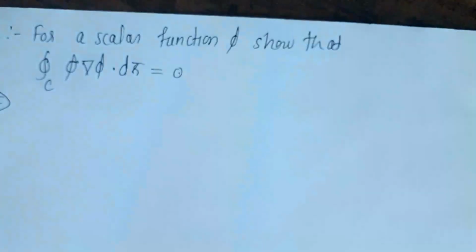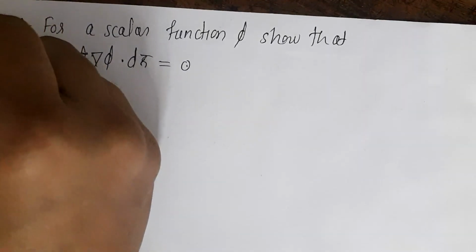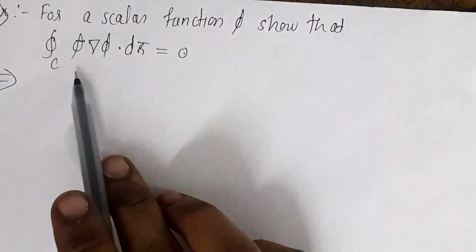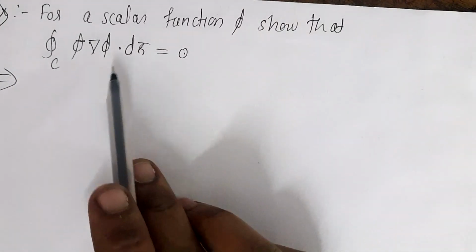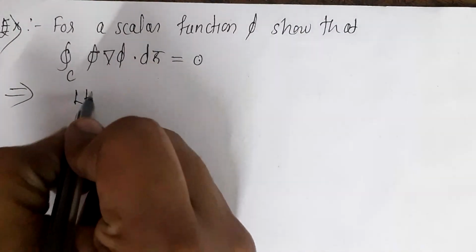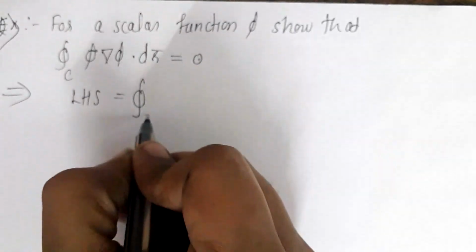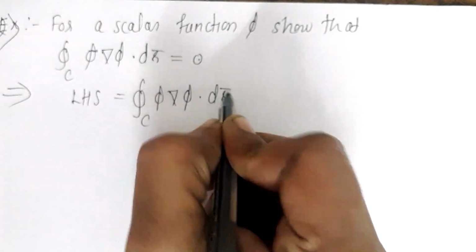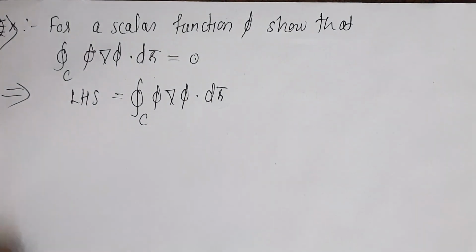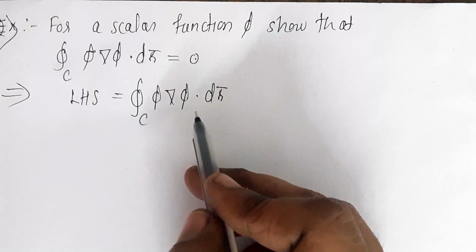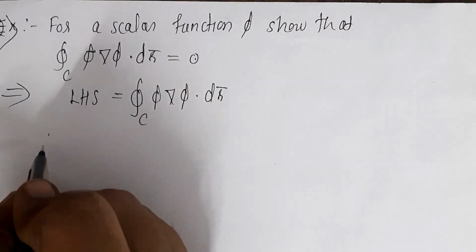Next example is, for a scalar function phi, show that integral over C of phi into del phi dot dr is equal to 0. Now we consider this. First LHS. LHS is equal to integral over C of phi del phi dot dr bar. Again it is dot dr bar, so here we can use Stokes theorem. So what is Stokes theorem?